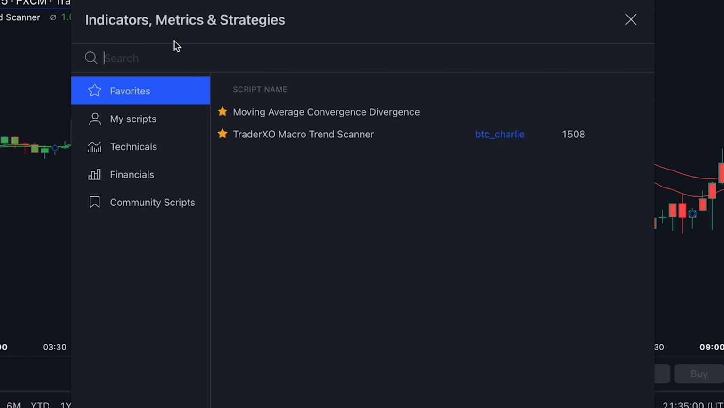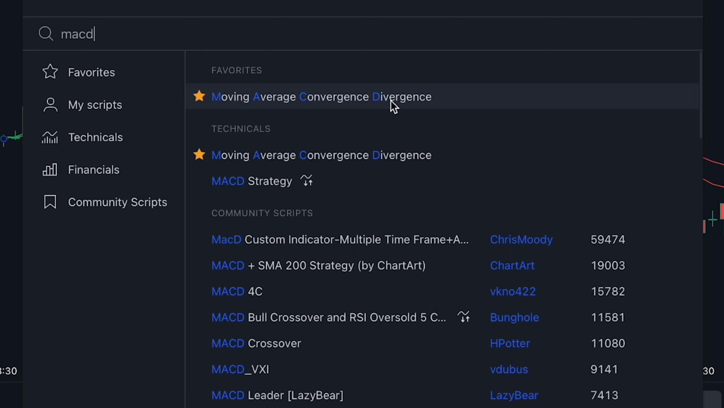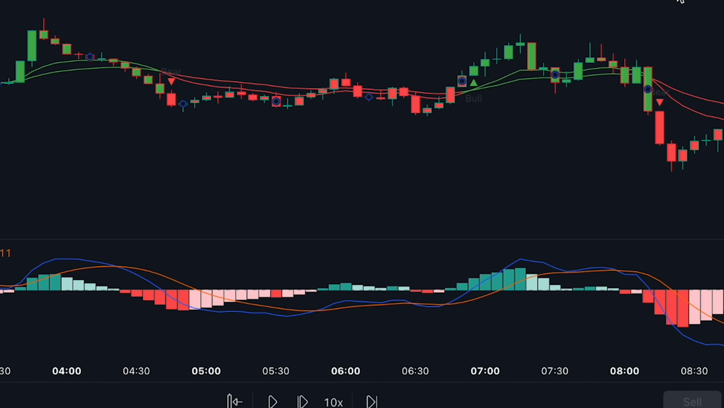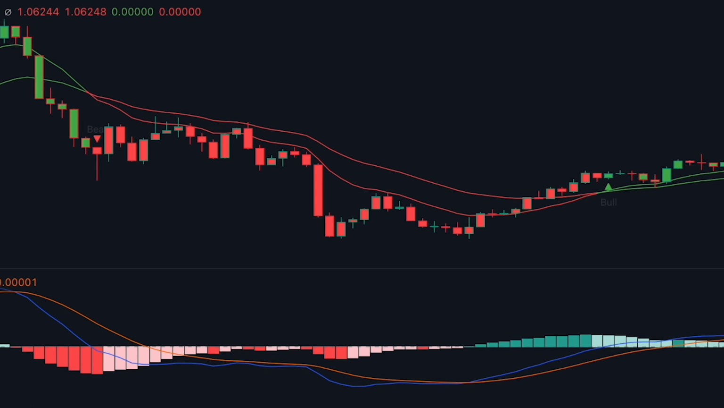We need to add another indicator to the chart. In the indicator selection, type MACD, and apply the moving average convergence and divergence indicator to your chart. This is how the indicator looks now, with some histograms, a signal line and a MACD line. So now we'll adjust some of the indicator's parameters.